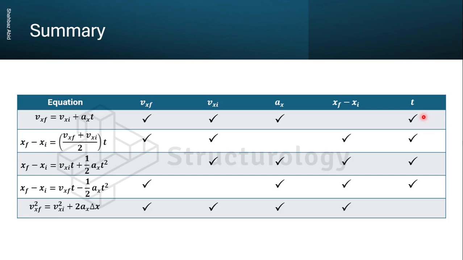If you notice, all the first four equations have t as a variable. So the fifth equation of motion does not depend on t, and it depends on final velocity, initial velocity, acceleration, and displacement as variables. So if I know any three of these variables, I can get the fourth variable from this equation.